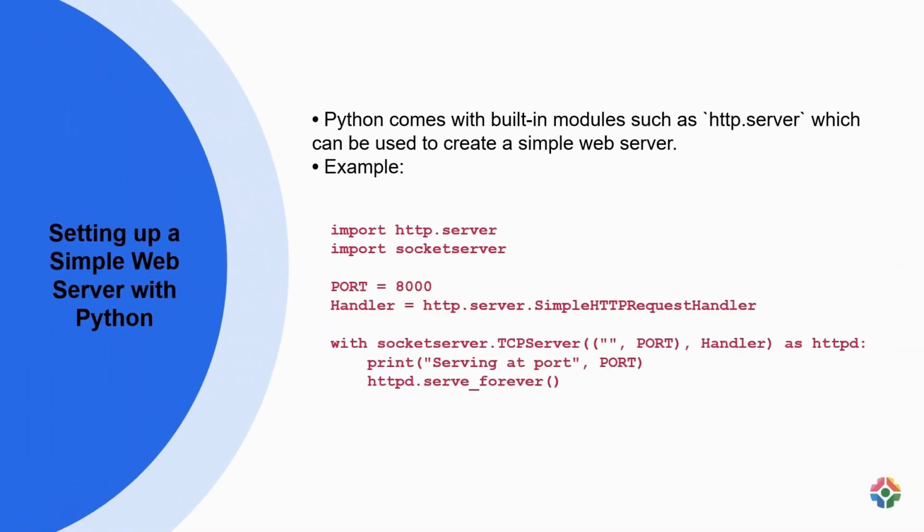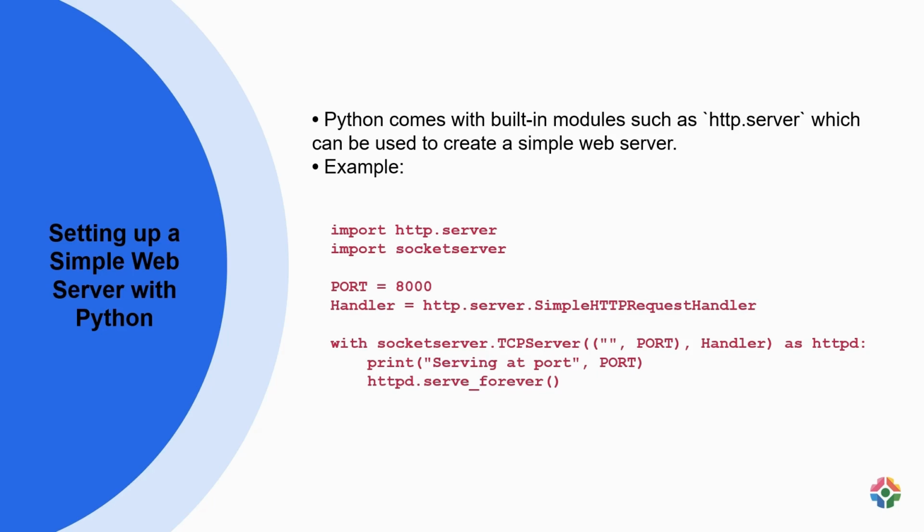To create a basic web server in Python, you can utilize the built-in modules like http.server. The http.server module provides the necessary functionality to handle HTTP requests. In the given example, an instance of SimpleHTTPRequestHandler is used to serve files over HTTP. By specifying a port number, e.g. port equals 8000, and setting up a TCP server with the desired IP address and port, you can start the server using the serve_forever method.